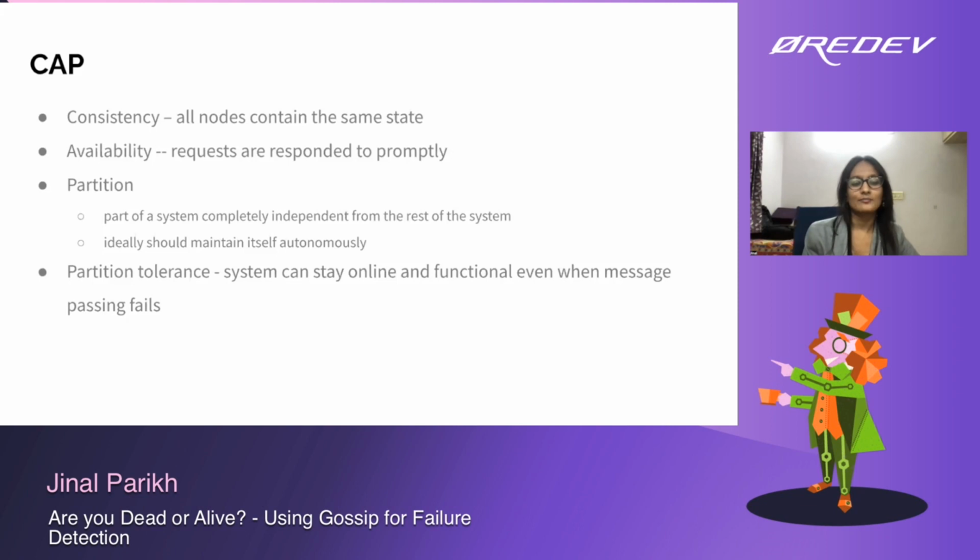Partition is when there is a network partition. Your nodes are not able to talk to each other, and part of the system is completely independent from the rest of the system. Partition tolerance means that a system can stay online and functional even when message passing fails. The CAP theorem says that out of the three, C, A, and P, you can only get two at a time. It's not possible to have a system which has all three features. So a system designer will always have to make the right compromises to achieve any two of them.